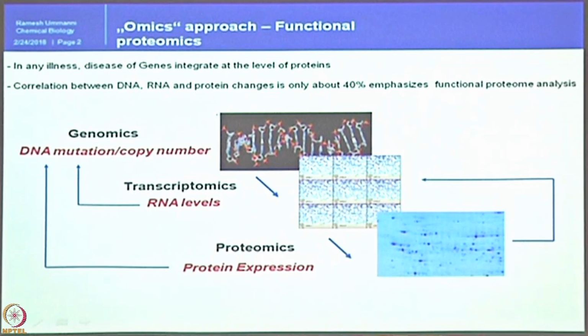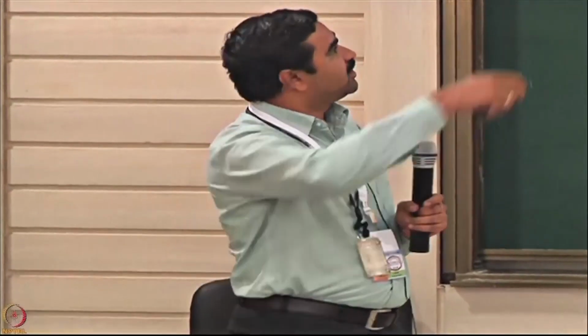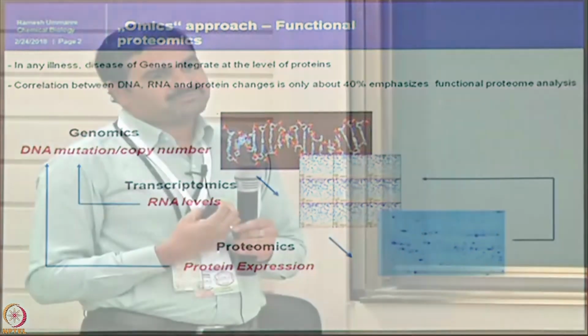If you look at the correlation between gene and protein, it's very poor. For gene to RNA, the correlation is only 60%. That means 40% of genome information is already missing at the transcriptome level. When you look at the correlation between transcriptome and proteome, again it is very poor, only 40%. So ultimately, protein to genome, the correlation is not more than 30% on average.